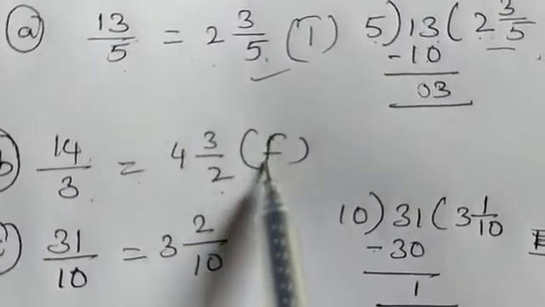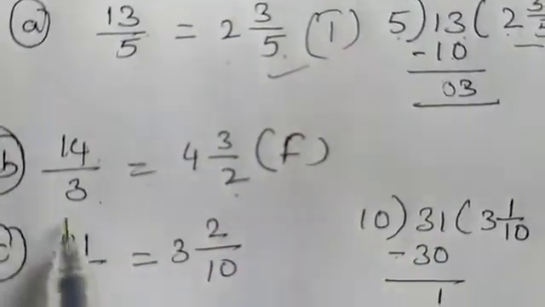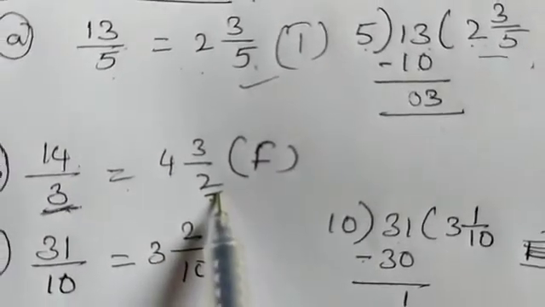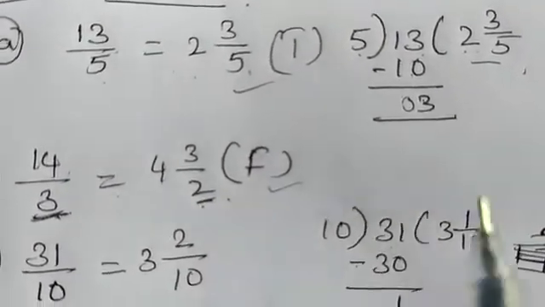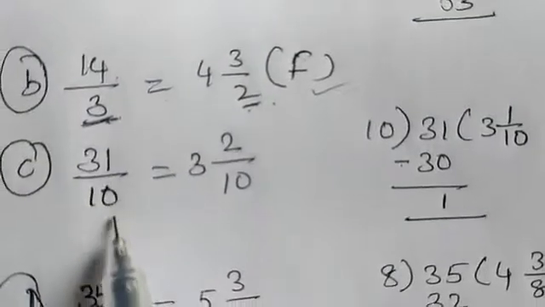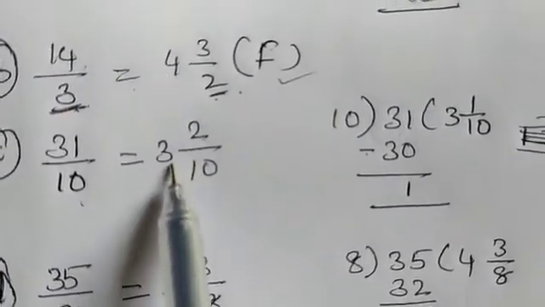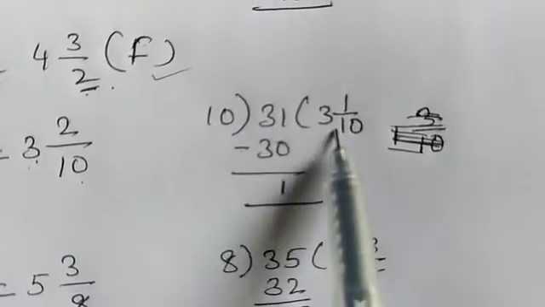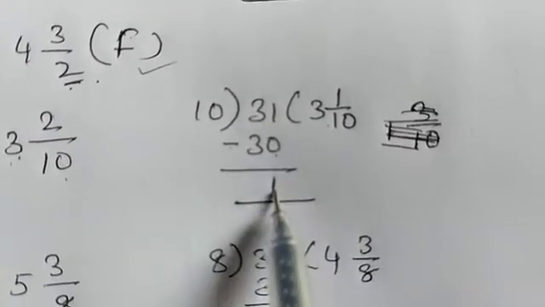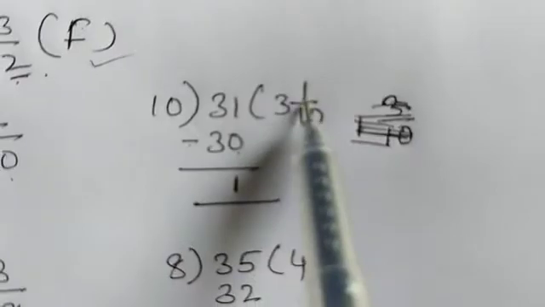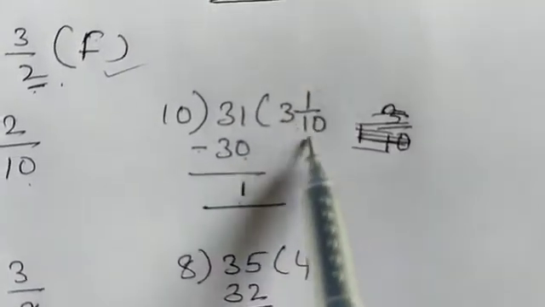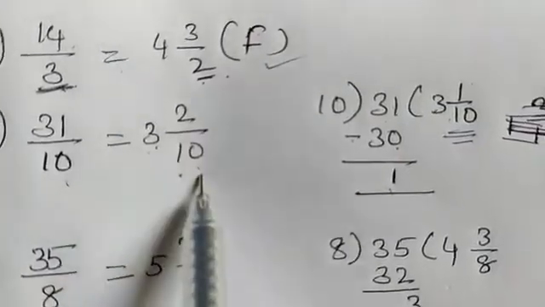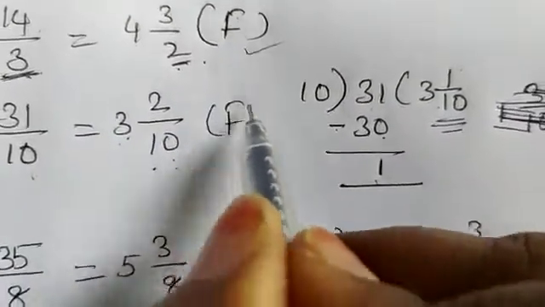Next, 14 by 3 is equal to 4, 3 by 2. So directly you can write false without checking, beta. How means, see here the denominator is 3 and here it is given as 2. So it is wrong. It is false. Next, 31 by 10 is equal to 3, 2 by 10. So once we will check this, 10 3s are 30. So when you subtract, how much will you get? 1. So 3, 1 by 10 is the mixed fraction, but it is given here 3, 2 by 10. So it is also false.